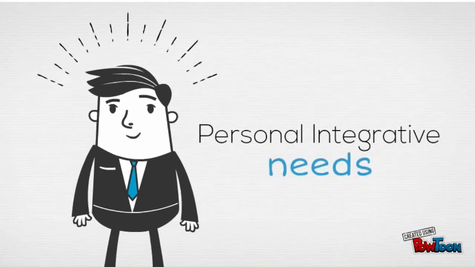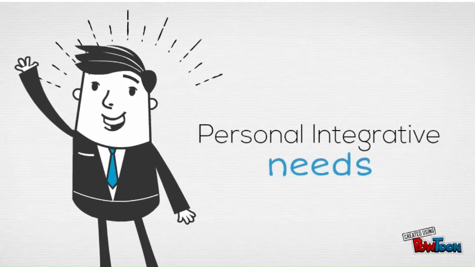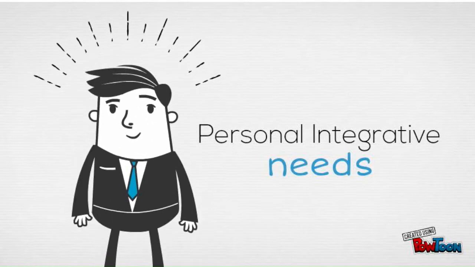The third need in UGT is personal integrative need. This need is based on self-esteem. We tend to connect with characters that are like us in our favorite TV shows or in books. This gives us the opportunity to compare our status and gain credibility by comparing ourselves to people or situations in media.